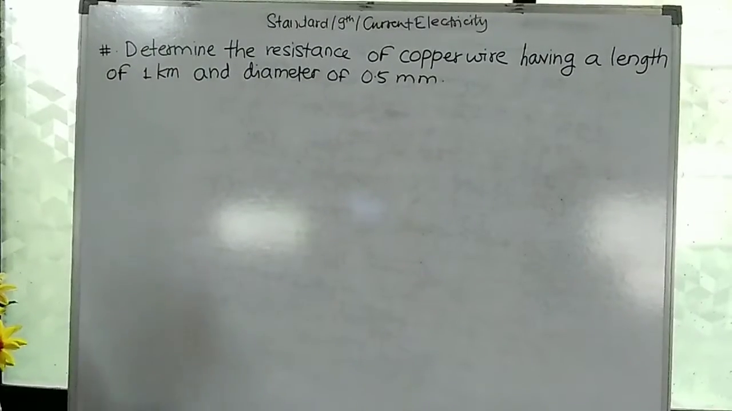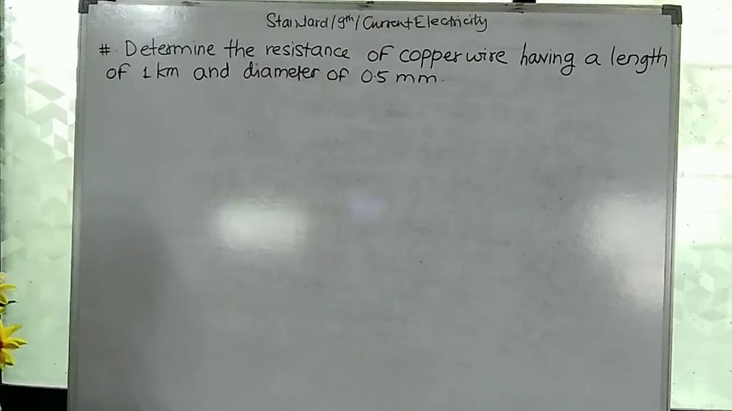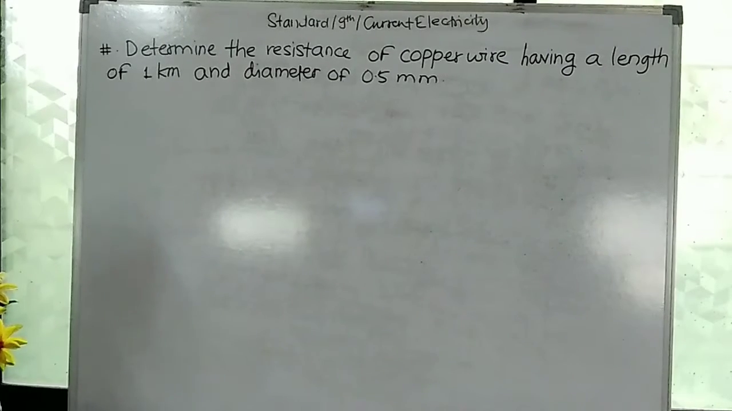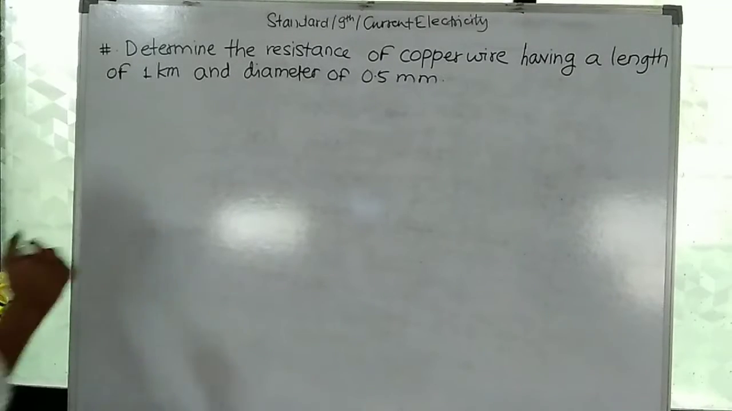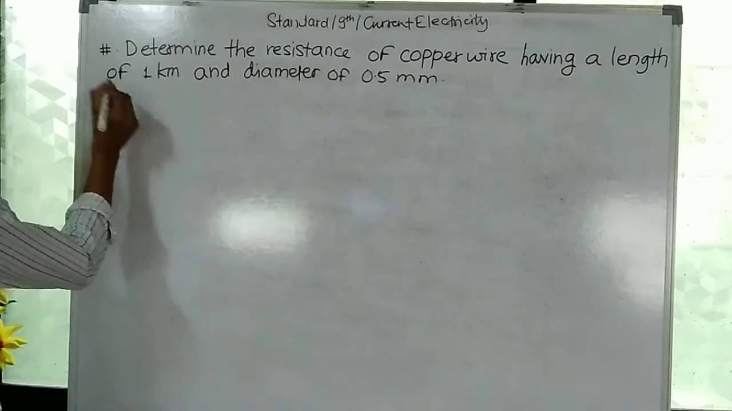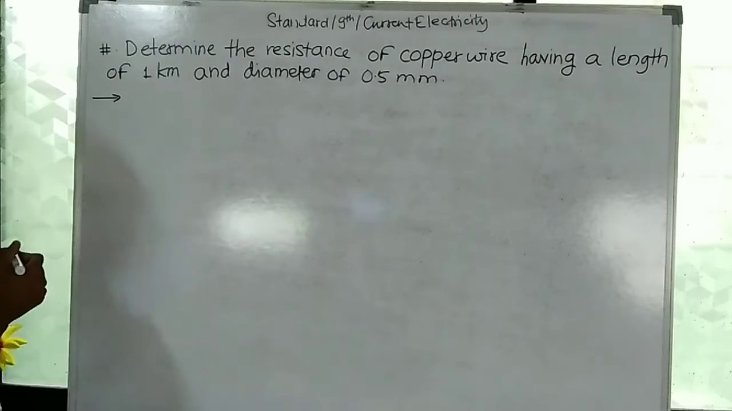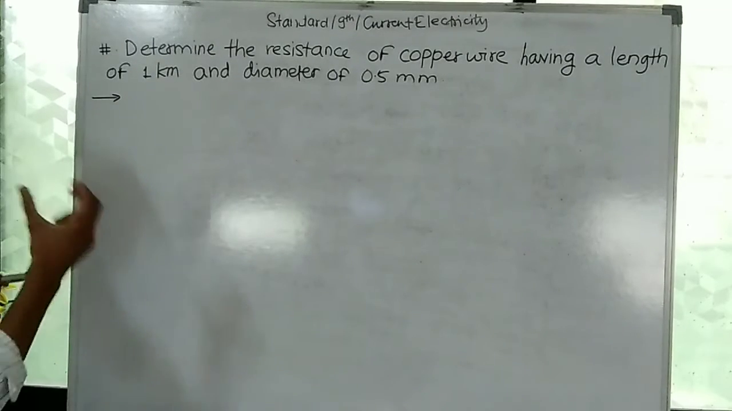Now what is the question? Determine the resistance of copper wire having a length of 1 kilometer and diameter of 0.5 millimeter. Okay, so again the question is from the resistance point of view. What is given to us is that the wire is a copper wire.